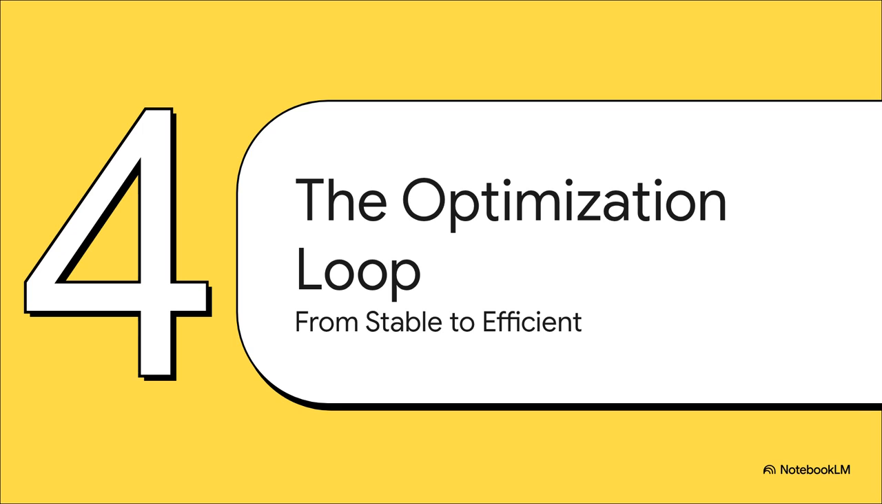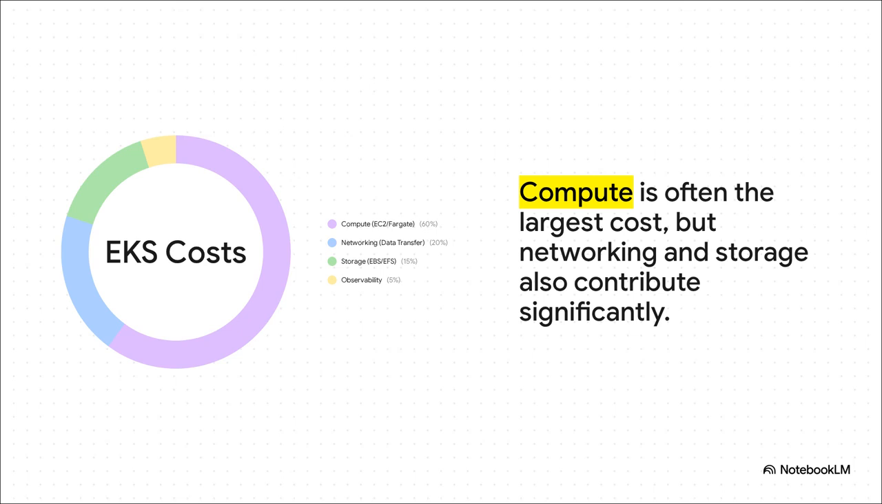Okay, so at this point, your application is stable, it's secure, it's up to date. Mission accomplished, right? Well, not quite. The journey isn't over. The final act in our blueprint is all about taking that operational success and turning it into financial efficiency. You know the saying, you can't optimize what you don't measure. And understanding where your money is actually going is the absolute first step to saving it.